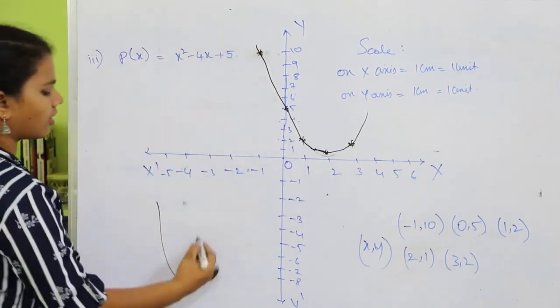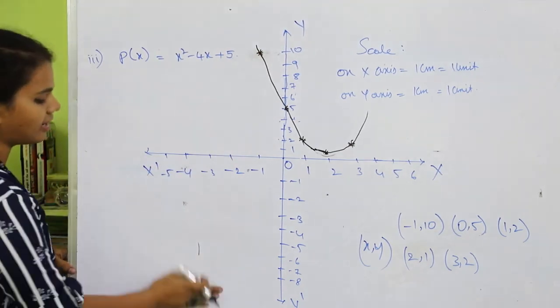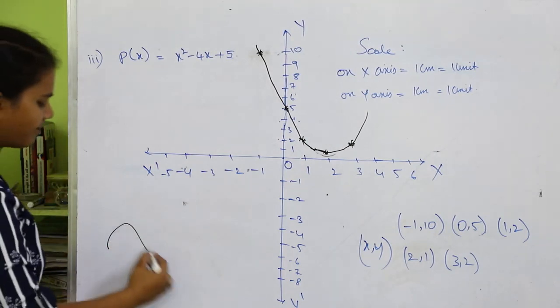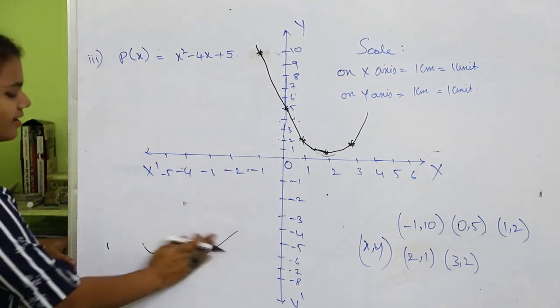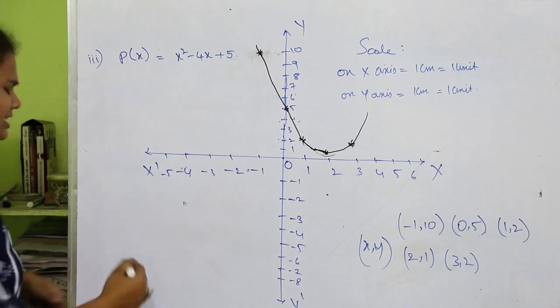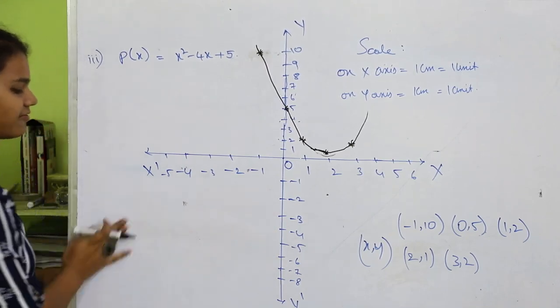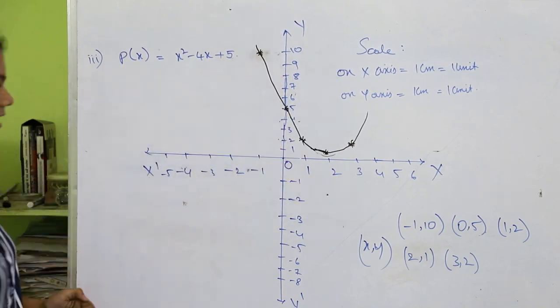I have again got a parabola shape, a U shape. So therefore our graph is correct. If we get a wave shape, then it would be wrong. Actually, when I was practicing, if I got a wave shape, the graph would be wrong. If you get a shape like this, then we can say it is a correct graph.